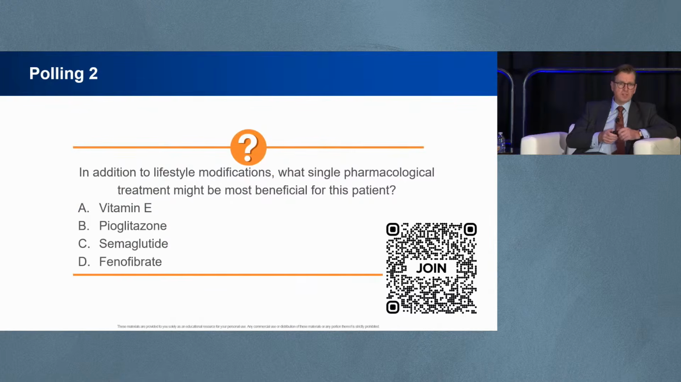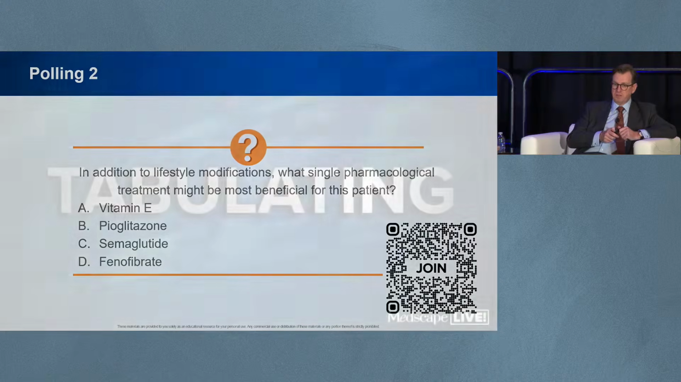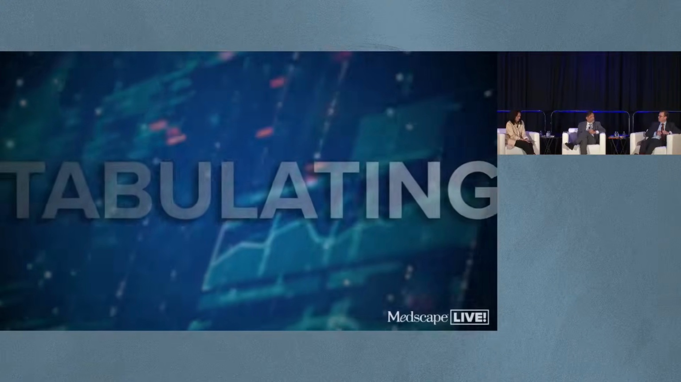So in addition to lifestyle modification, and I think this is a polling question, in addition to lifestyle modification, what single pharmacological treatment might be most beneficial for this patient? Would it be vitamin E, pioglitazone, semaglutide, or fenofibrate? Over to tabulation.